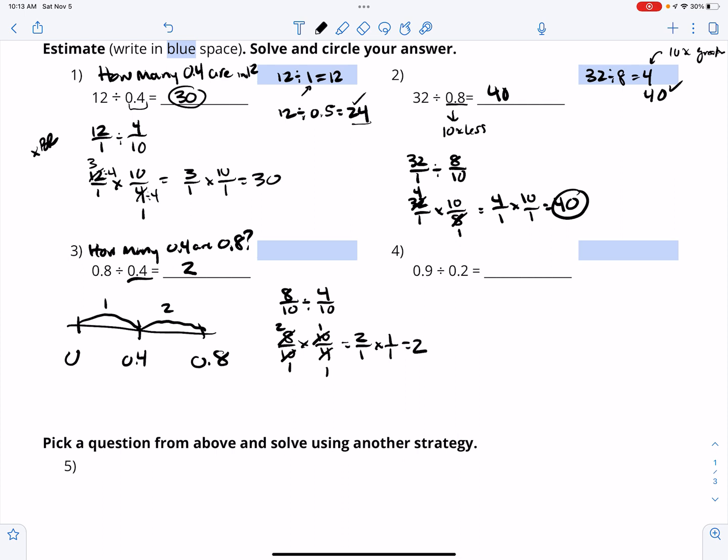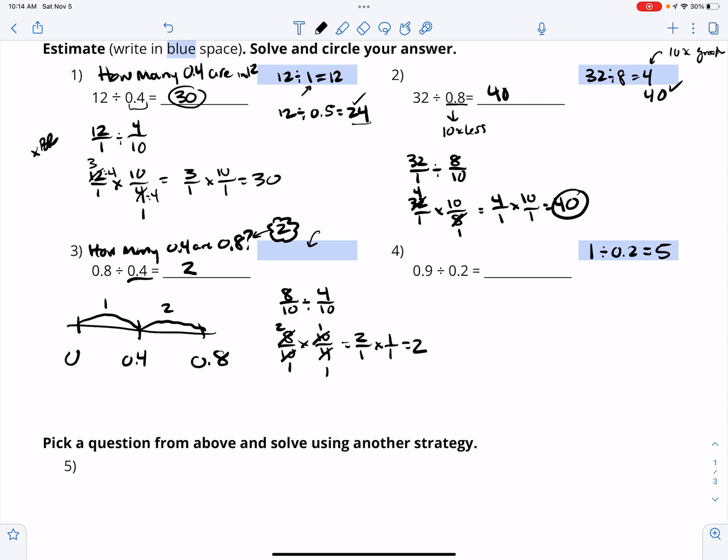Now, if I think about my question here, my brain tells me that 2 seems to be the most reasonable answer. So now that I'm looking at number 4, it seems like this one, if this was how many 2/10 are in one whole, I know one broken into 2/10, there would be 5 of them.